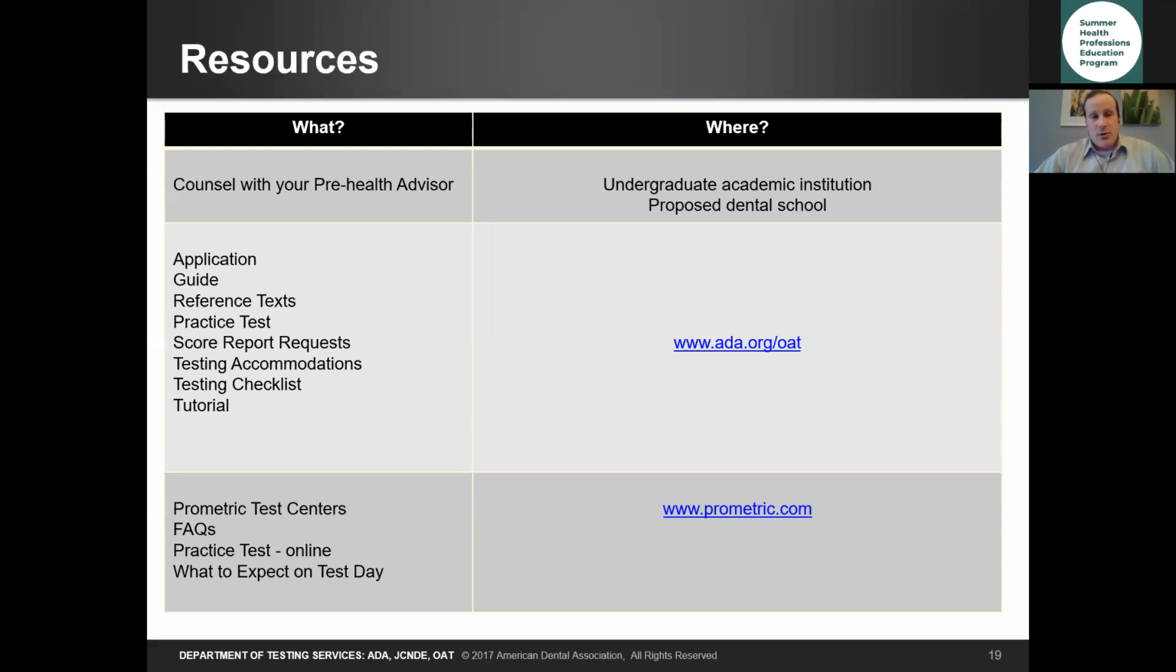This is just a list of the different resources that are available and where you can find them. What is available on our website: the application, the guide, the reference text, the practice test, any score request, the test accommodations request form, a tutorial that walks you through what the test will look like, and the testing checklist that I shared earlier. On Prometric's website are some frequently asked questions. You can locate the test centers there. They also host the practice tests, and then there's a breakdown of what to expect on test day.